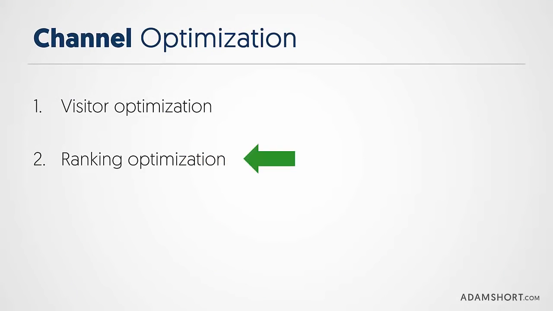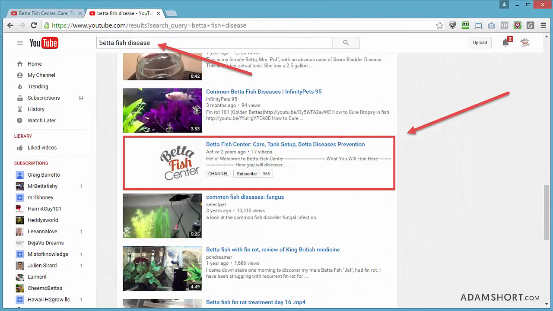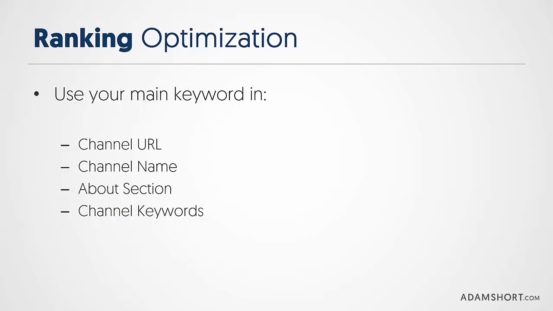Let's go ahead and move now to ranking optimization. These are the elements that are going to lead to your channel being ranked well in YouTube and in Google when people type in keywords related to your niche. Now, ranking optimization all comes down to keyword optimization, which means placing your keyword in several key areas. And those key areas include your channel URL, your channel name, your about section, and your channel keyword section.